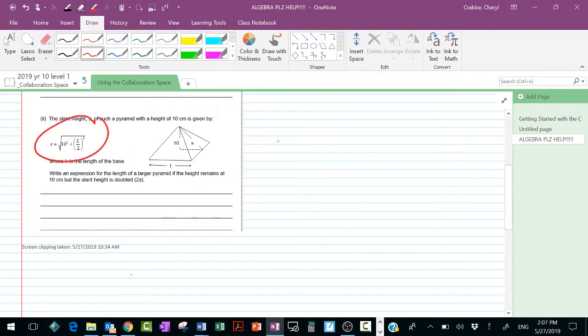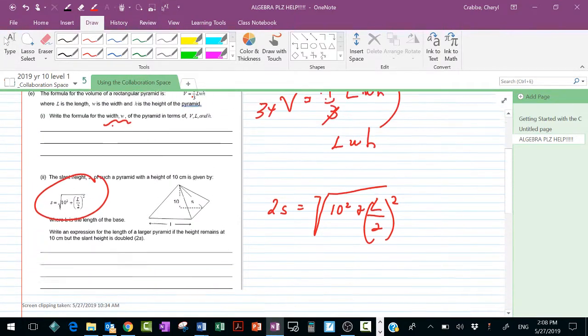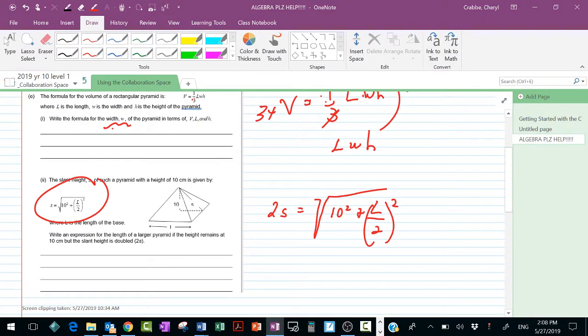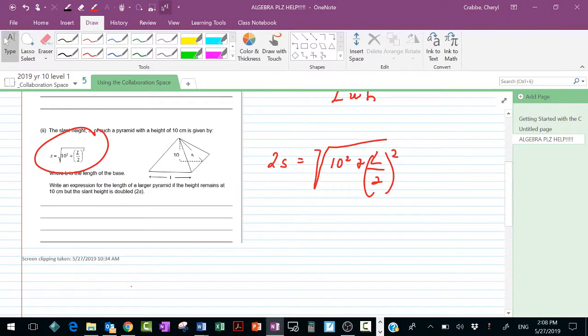So if the slant height is doubled, then it's just 2s is equal to, and then we've got the square root of 10 squared plus L over 2 all squared. So that's all it means. Write an expression for the length of a larger pyramid if the height remains at 10 centimeters, but the slant height is doubled. So that's the formula that we're going to use based on this idea up here.